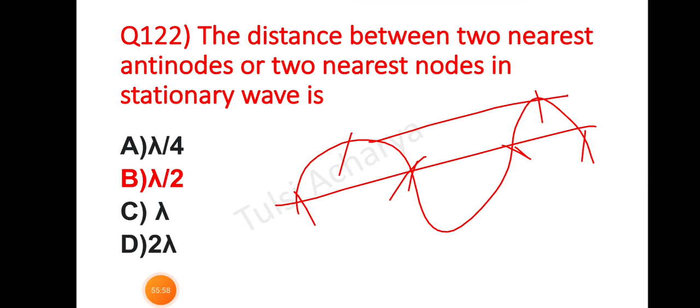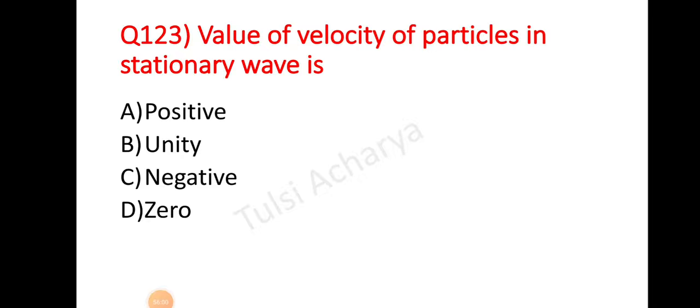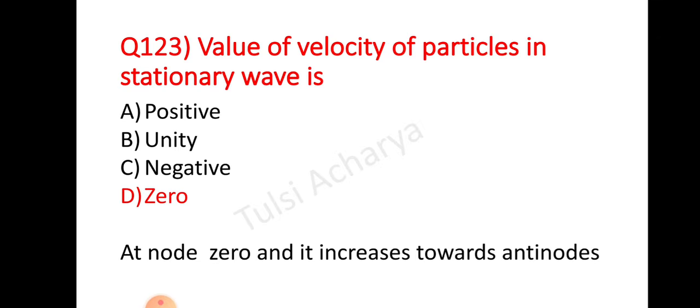Now let's see question number 123. The value of velocity of particle in stationary wave at node is, missing here, at node. So at node it is 0. At node the velocity of particle is 0 and it increases towards antinode.